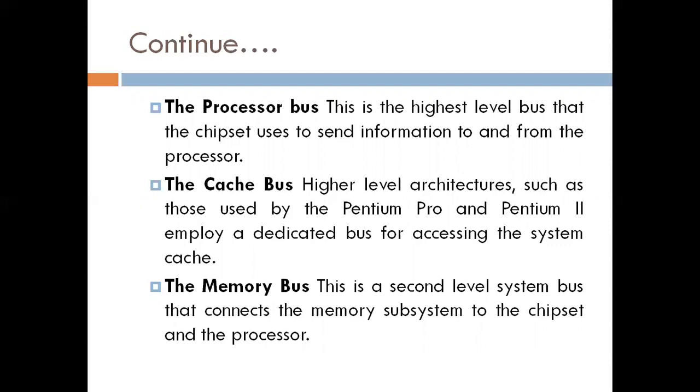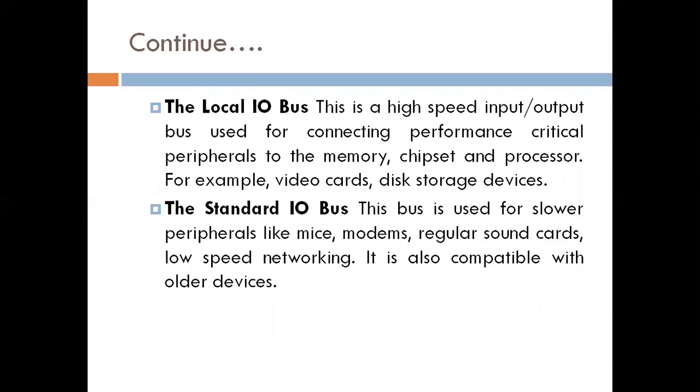Third one is the memory bus. It is a second level system bus which connects the memory subsystem to the chipset and the processor. Fourth one is the local input output bus. It is a high speed input output bus used for connecting performance critical peripherals to the memory, chipset and processor. For example, video card, disk storage devices, etc.